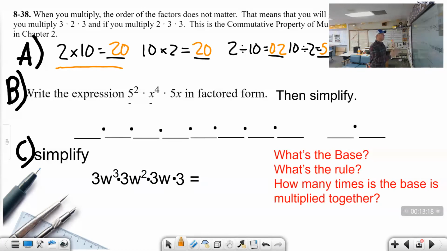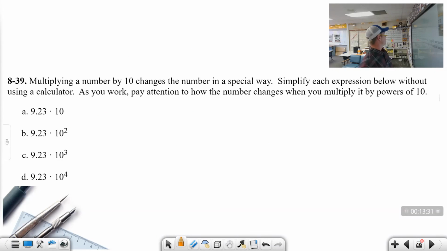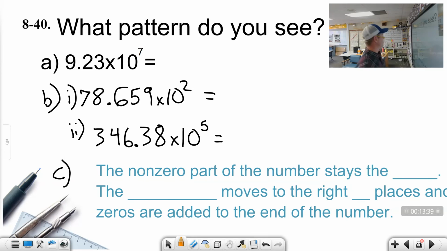Okay? I want you to do B and C on your own. Whether you need to use expanded form or not is up to you. Pause the video now. All right, 39. I ran out of time, so you got to do 39 and 40 on your own. Pause the video so that you can see 39 and 40 on your own.